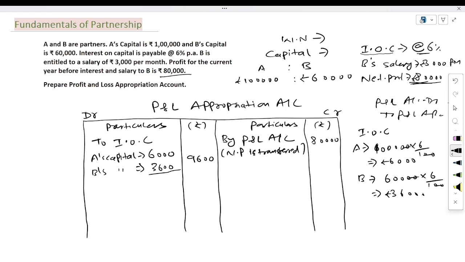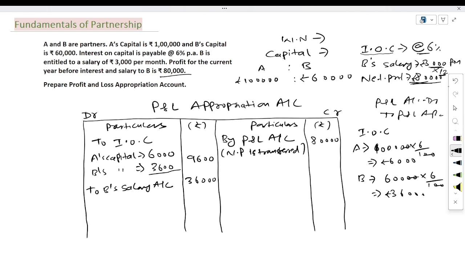And here another thing is B's salary of rupees 3,000 per month. If any partner is getting a monthly salary of 3,000 like this, then first of all we will have to convert this into the year. So how much will be B's salary? We will provide salary to B, so we will write here B's salary account. 12 into 3,000, that is 36,000. 36,000 will be B's salary. Nothing else is mentioned in the question.